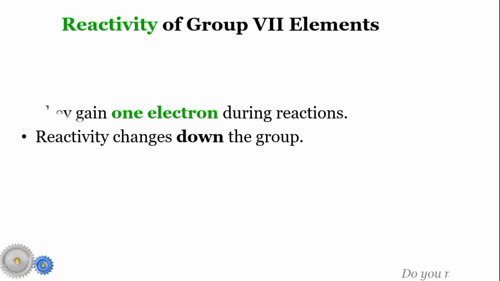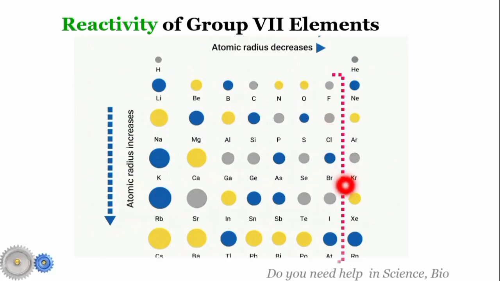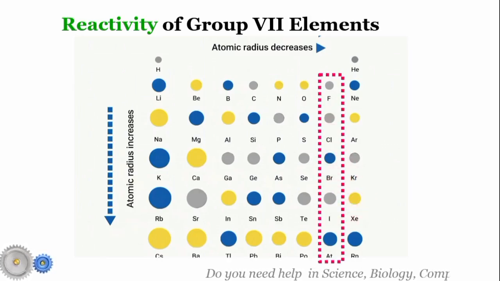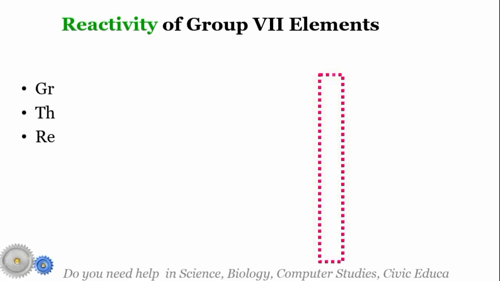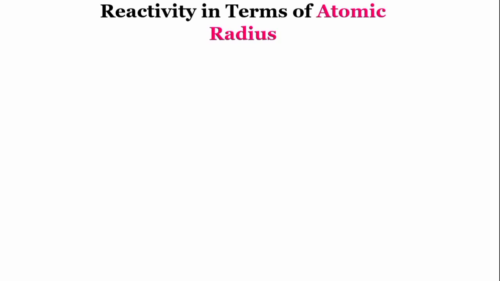So here are elements from group 7: fluorine, chlorine, bromine, iodine. Okay, so these are group 7 elements. Now we want to look at their reactivity. So we are going to begin by looking at their reactivity in terms of atomic radius. So radius is the distance between the center and the edge of the circle.